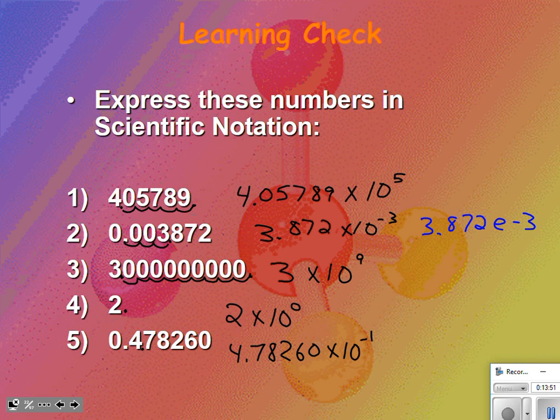This one, 3e, I could put plus 9, but I don't have to. I could write it like that, or I could write it 3e to the 9. WebAssign will read it both ways. So when you're writing WebAssign, that e means the times 10.